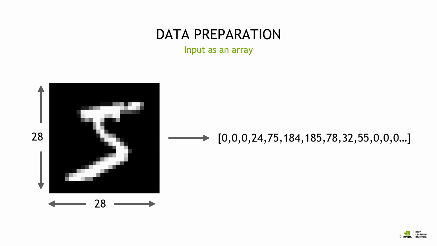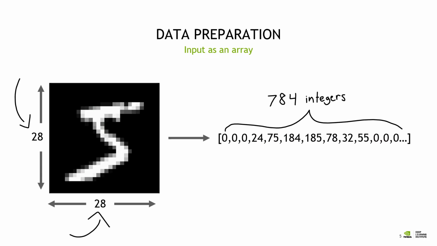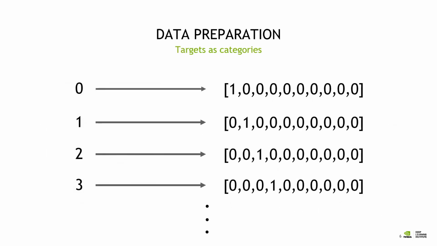Let's start with our data. We received each 28 by 28 pixel image as an array of 784 integers. We then normalized that data by dividing it by 255, the max value for a pixel. We then took our answers, or labels, which were in the format of an integer between 0 and 9, and made it categorical, representing it as an array of zeros with a 1 at the index of the correct digit.